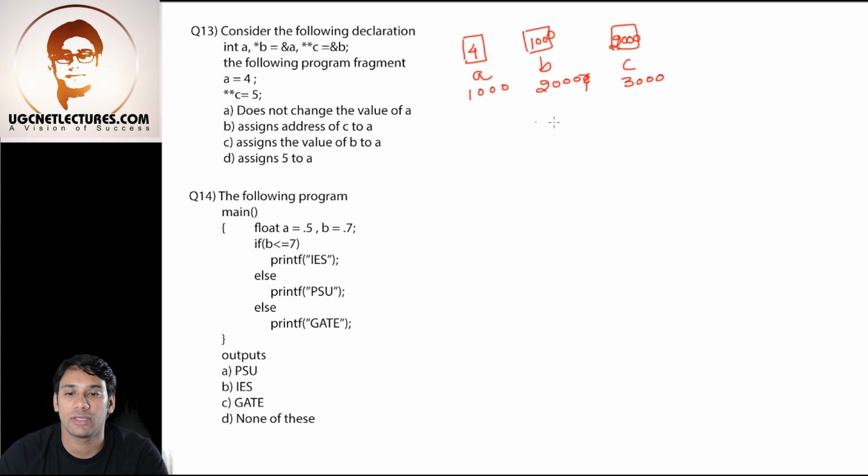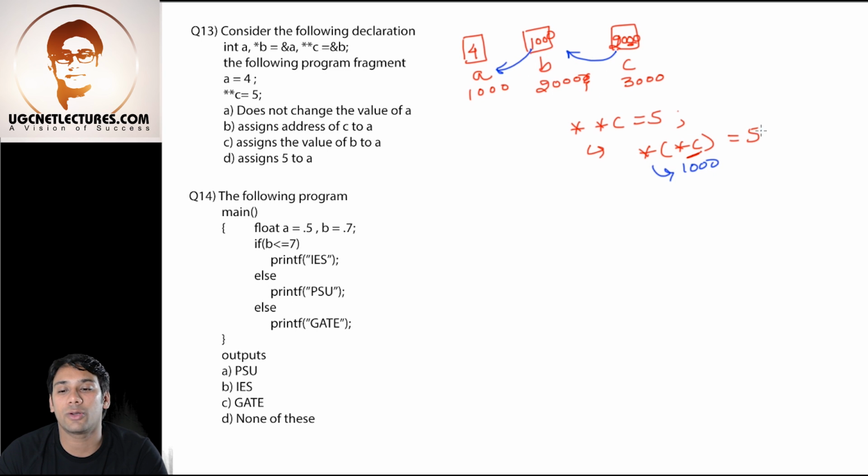So this statement is **c = 5. You can view it as *(*c) = 5. What is *c? That means I am accessing the value stored at location 2000. The value stored at location 2000 is 1000, and then I do the star of 1000, which is the value stored at location a. That means I am accessing the variable a. So this is accessing the variable b, and this is accessing the variable a, and in location 1000 I'm storing the value 5. So it is going to update the value of variable a to 5.